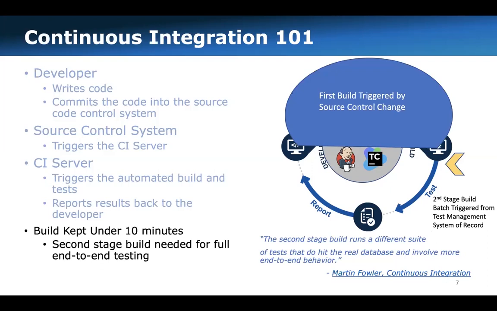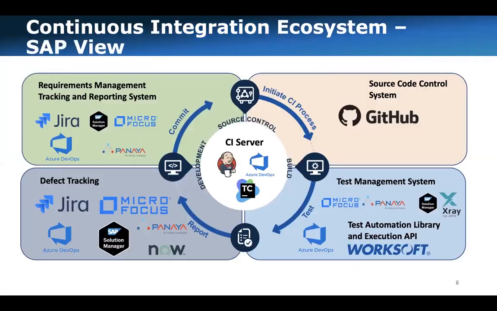But the idea is you actually want to get some core tests first, think of your smoke tests. Is the system working? Have we broken anything at the code level? Get that done first. And then we want a second stage of the build in which we do all of our end-to-end tests. So that's why we have the two circles of the first build versus the second build.